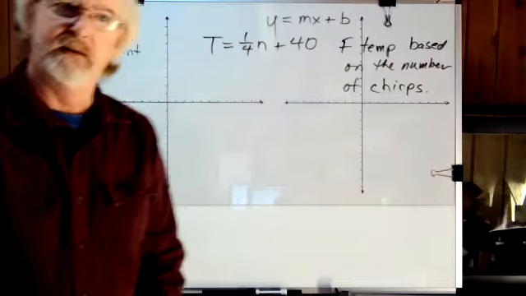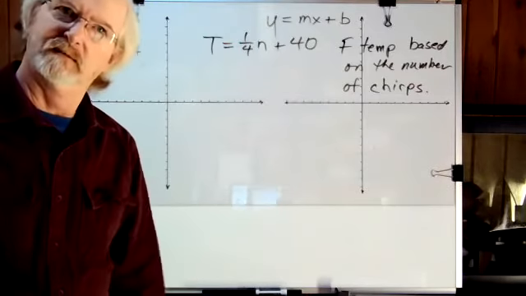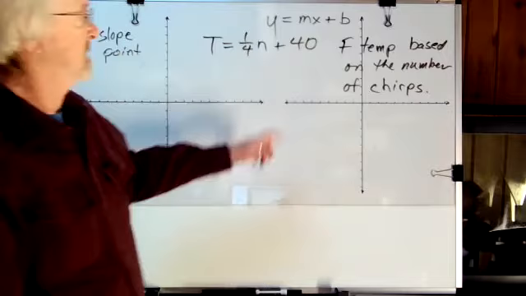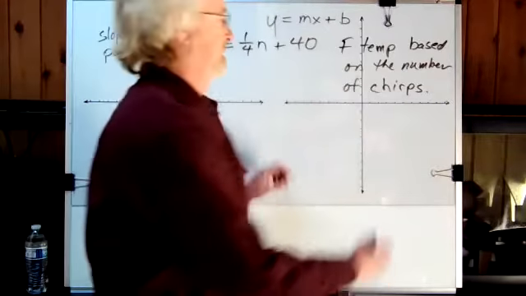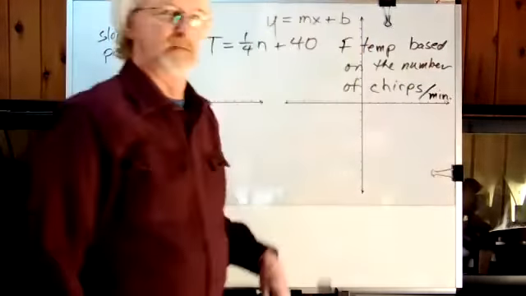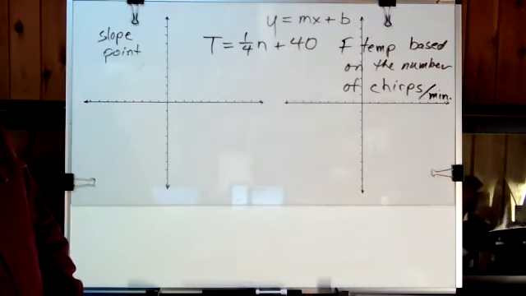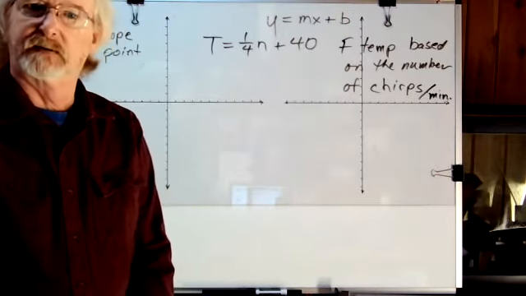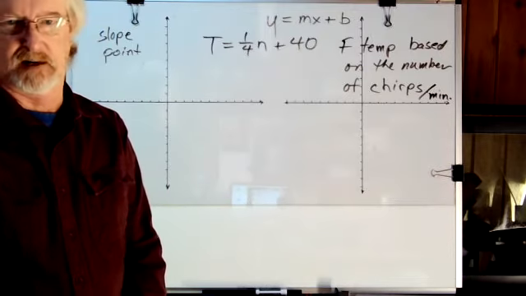If you went outside and listened, cheep, cheep, cheep, and counted them, the number of chirps per minute, right? The number of chirps per minute. You could count all those chirps in a minute. You could figure out the temperature outside.